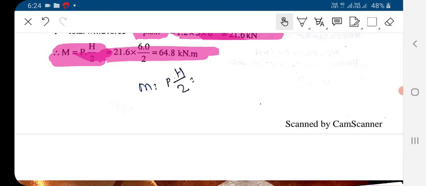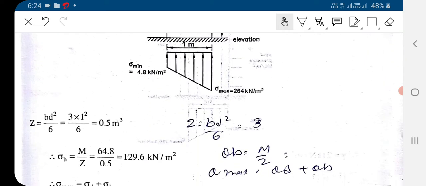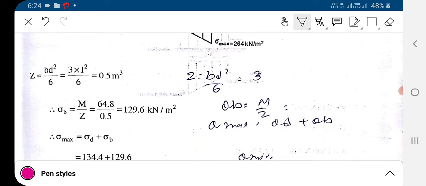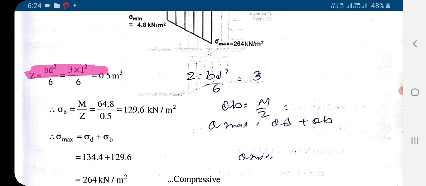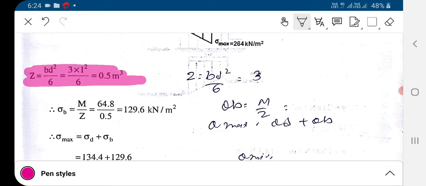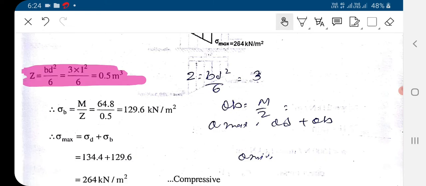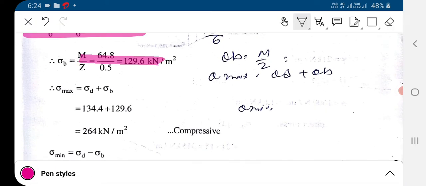So we know the force, we know the moment, we just have to compute the section modulus. We have already seen in the previous lectures, generally in 3 to 4 lectures, how to compute the section modulus, and we have already derived the equation of section modulus for rectangular section and circular section. So we just have to put that equation here: BD square by 6, B will be 3, depth, that is the thickness, is 1. So 3 into 1 square divided by 6, we can easily get the section modulus. Now we know the moment and the section modulus, so we can easily compute the bending stress also.